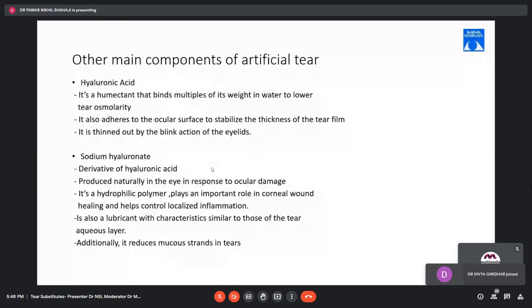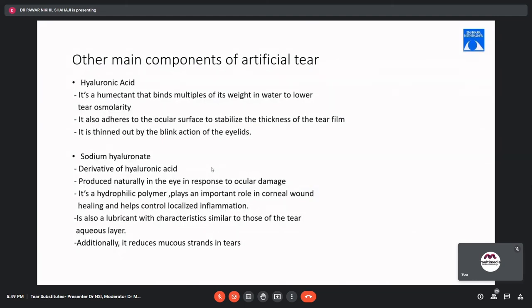It adheres to the ocular surface to stabilize the thickness of the tear film. Sodium hyaluronate is a derivative of hyaluronic acid. It is produced naturally in the eye in response to ocular damage. This hydrophilic polymer plays an important role in corneal wound healing and helps control localized inflammation. This again has a lot of osmoprotection in its ability to mute the mechanism where there is ocular inflammation in the presence of dry eye.